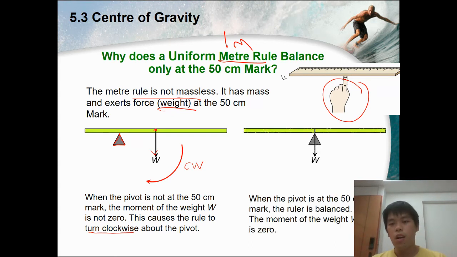Now, what happens if we place our finger right in the middle? If we place our finger right in the middle itself, we will see that the ruler will be balanced. So let me try. You can see that it balances because now our finger is counteracting the force of the weight of the ruler. So in this case, the moment of the weight will be zero. It is balanced, or what we call equilibrium, from the previous topic.